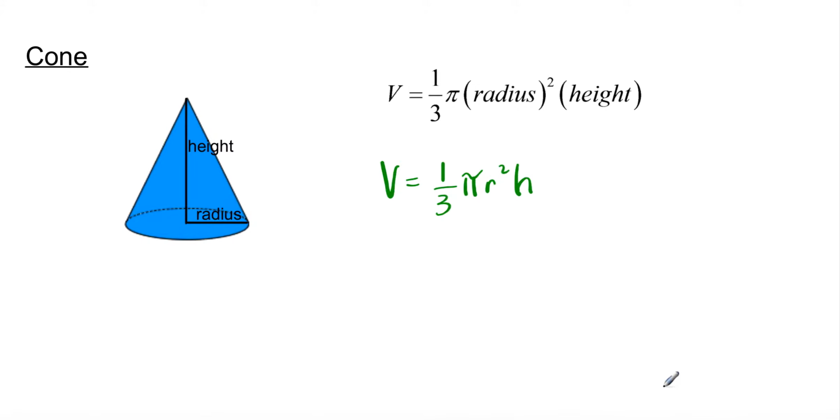And don't forget about your order of operations. You want to make sure that you complete the exponents before you multiply. So in these cases with the radius squared, you have to square that, then multiply all your pieces.